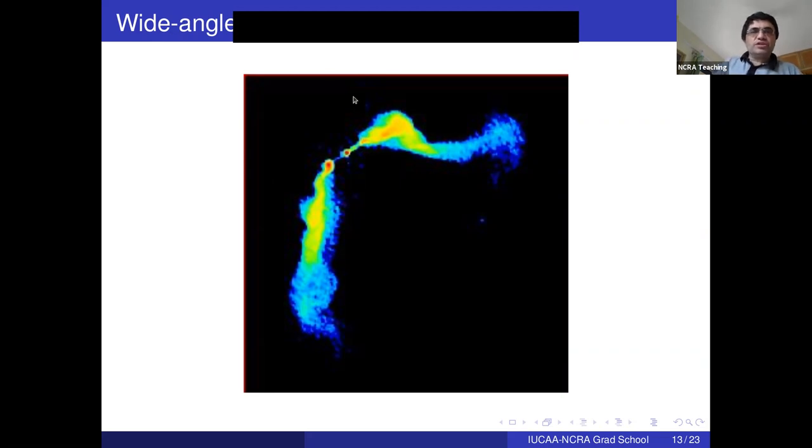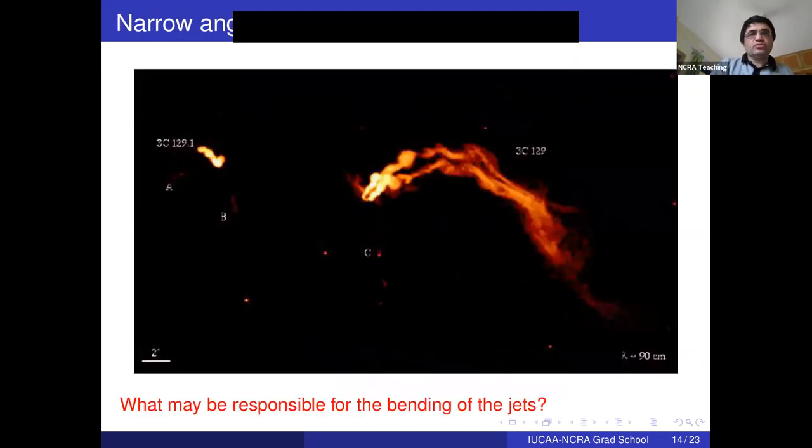So imagine a situation where this is a galaxy which is falling towards the cluster on this side, with the cluster center on this side, and it's getting bent. The plasma lobes that it has are getting bent. So this is what is happening in these wide-angle tail sources. This is a very extreme example of a bent tail source. Okay, and this is referred to as a narrow angle tailed source.